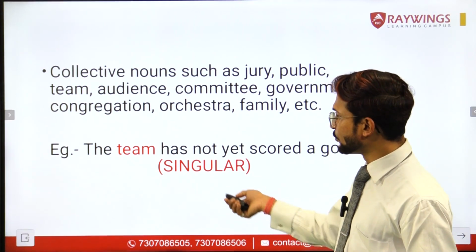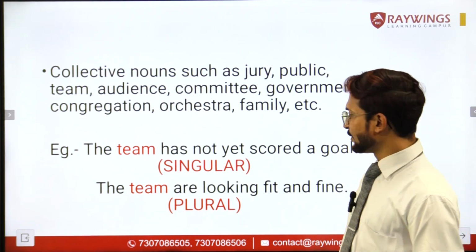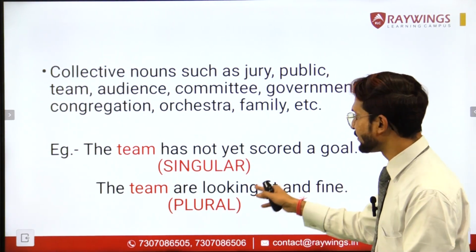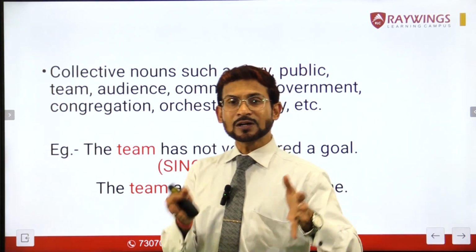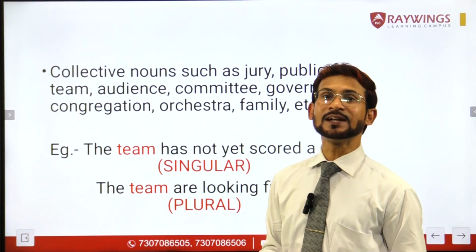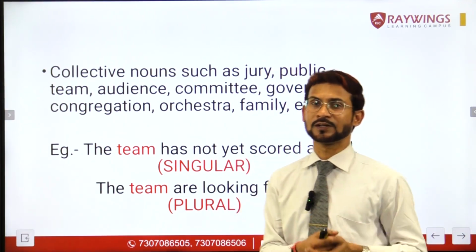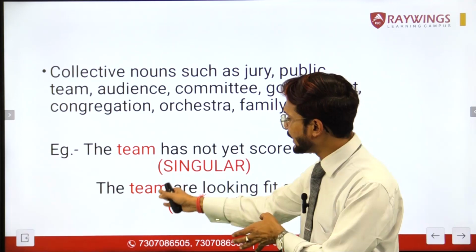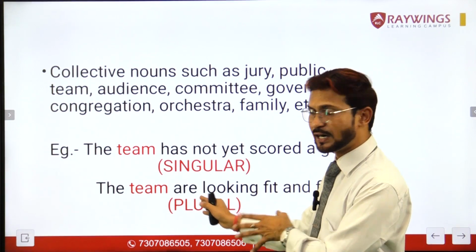Let us have a look at one more example with the same word. It says the team are looking fit and fine. So now here, why do we say the team are looking fit and fine? The context is looking fit and fine. Now you only think whether the team can look fit and fine or the members of the team can look fit and fine. Obviously, the members can look fit and fine, not the team. Right? The group cannot look fit and fine. The members of that group will look fit and fine. So that is why this word team here refers to the members of the team, and hence this is acting as plural in nature, and therefore it should be followed by a plural verb are.